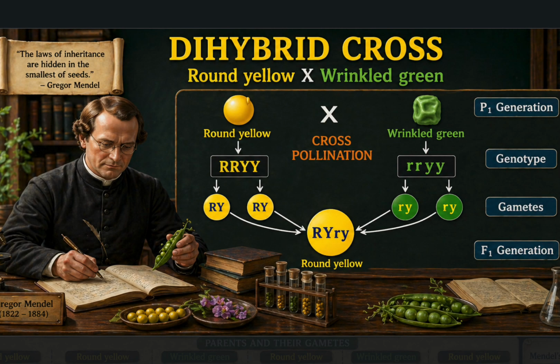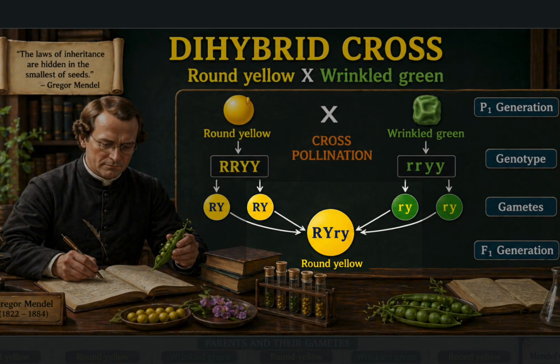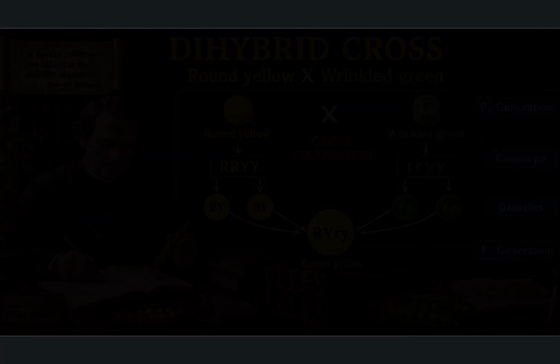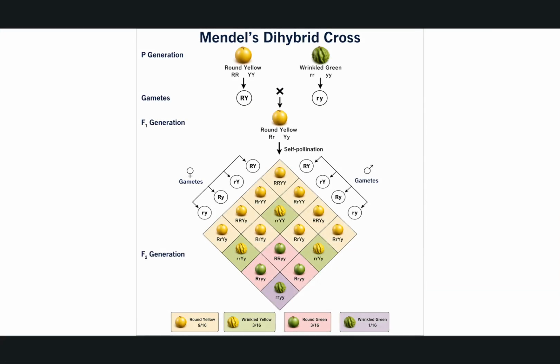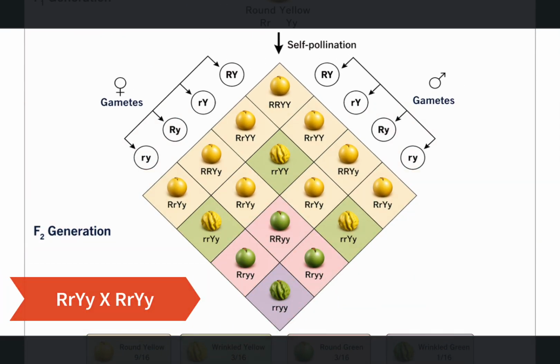When fertilization occurred, all offspring became round yellow, that is capital R, small r, capital Y, small y. These plants showed round yellow seeds because both round shape and yellow color are dominant traits. Next, Mendel allowed these plants to self-pollinate. So the cross became capital R, small r, capital Y, small y crossed with capital R, small r, capital Y, small y.